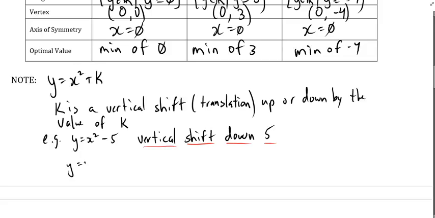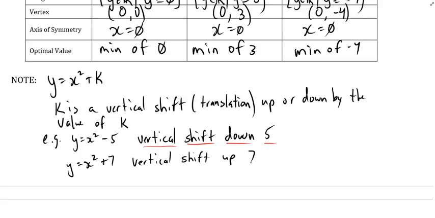And what if it was y equals x squared plus 7? That would be obviously a vertical shift up 7. So again, I say all 4 of those things. That's when you're asked to describe the transformations using proper terminology. Everybody good so far?